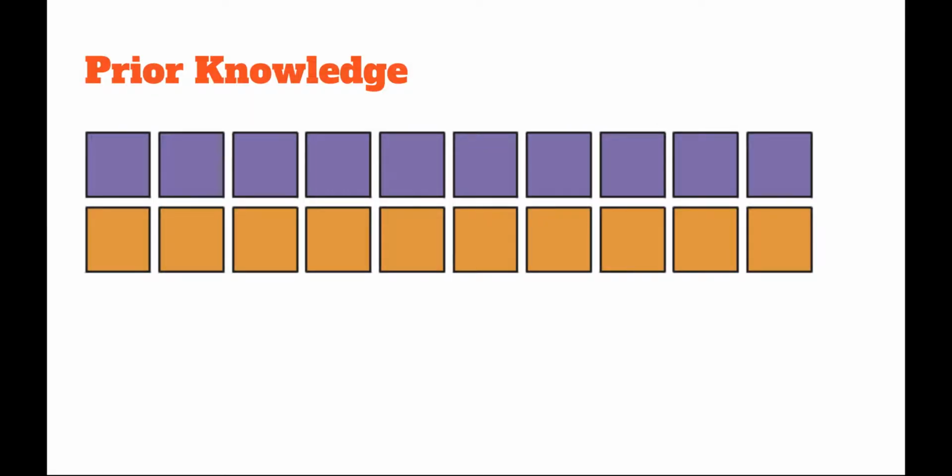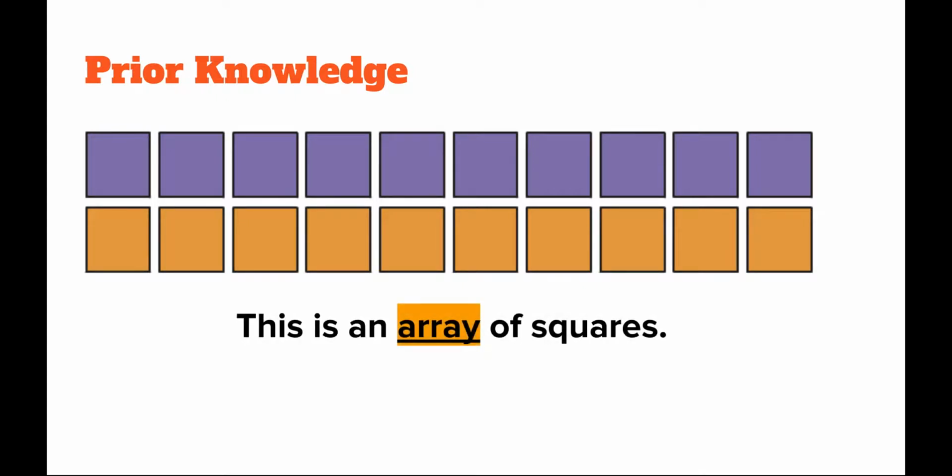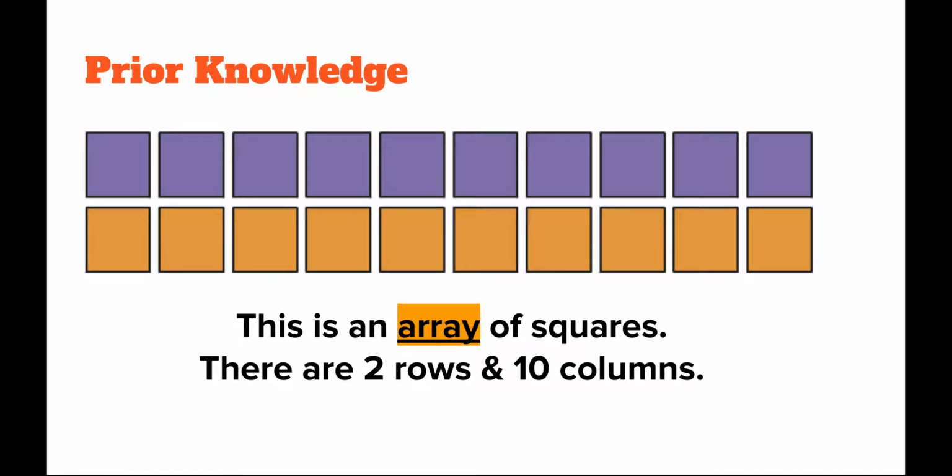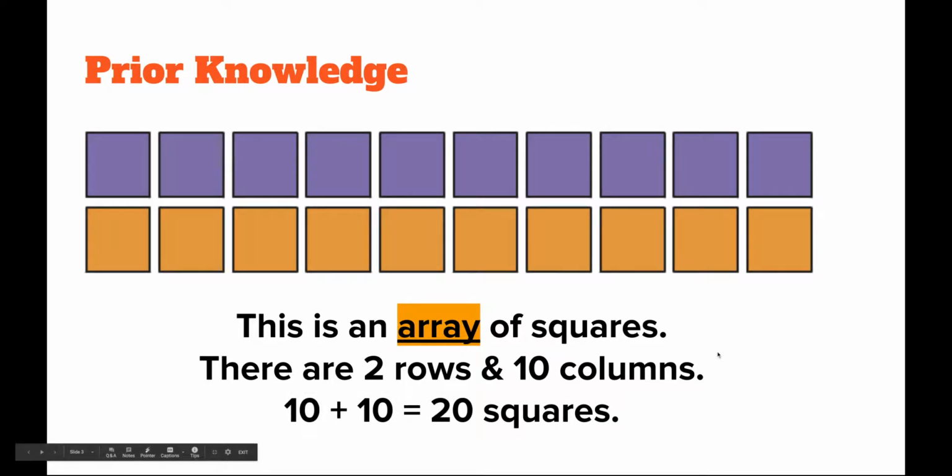In front of you, you know this is an array of squares. And you also know this array has 2 rows, a purple row and an orange row, and 10 columns. And therefore, we know that there are 2 groups of 10. There's 10 purple and 10 red, and I can write a repeated addition equation, and that makes 20 squares.